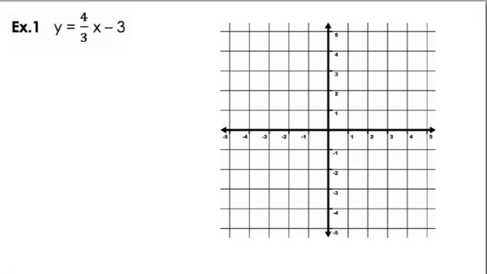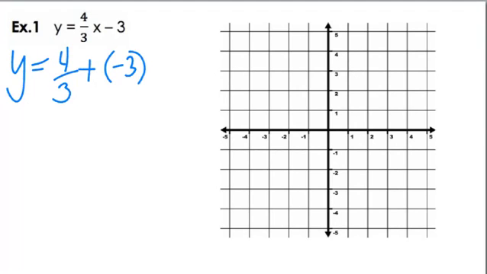All right, let's go ahead straight into an example. So example 1, y equals 4/3 x minus 3. So the first thing I'll do is I'm actually going to rewrite this, adding the opposite, because remember we want y equals mx plus b. The chances of having an error if you don't add the opposite when you're determining your y-intercept is huge.